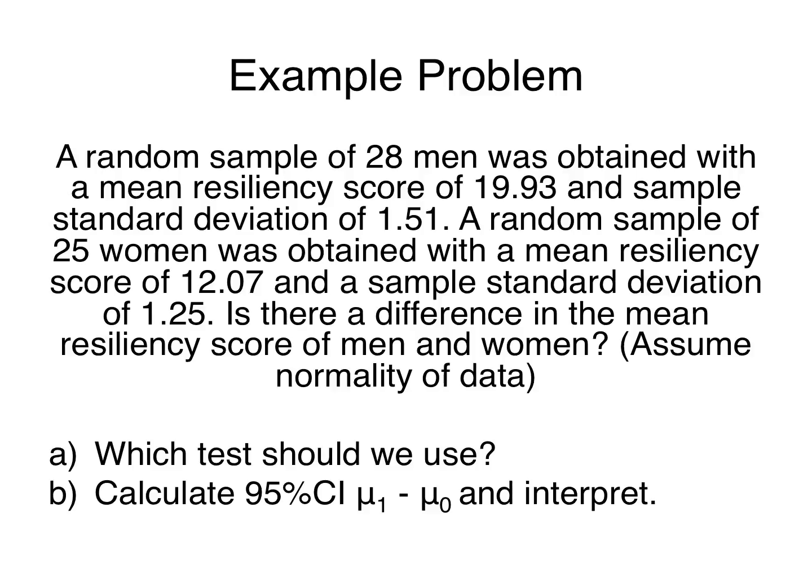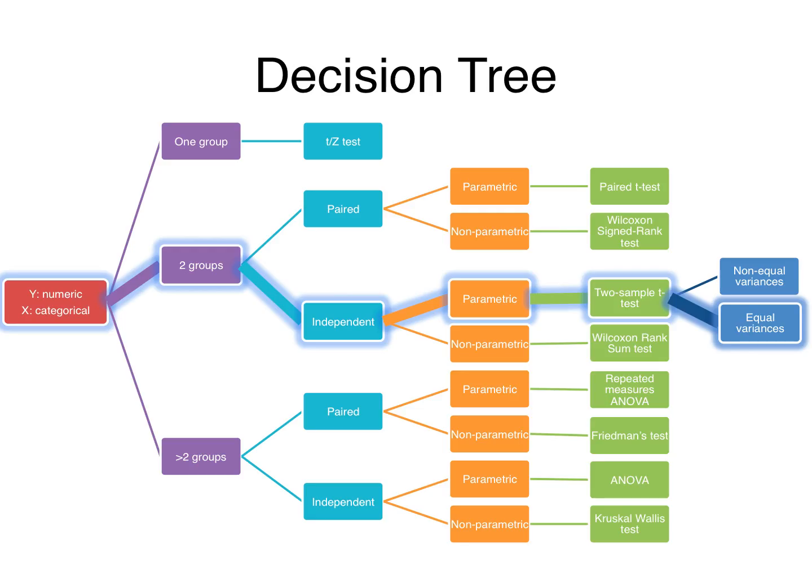Here's another example. A random sample of 28 men was obtained with a mean resiliency score of 19.93 and a sample standard deviation of 1.51. A random sample of 25 women was obtained with a mean resiliency score of 12.07 and a sample standard deviation of 1.25. Is there a difference in the mean resiliency score of men and women? Assume normality of data. Which test should we use? And calculate a 95% confidence interval for the difference in mean and interpret.